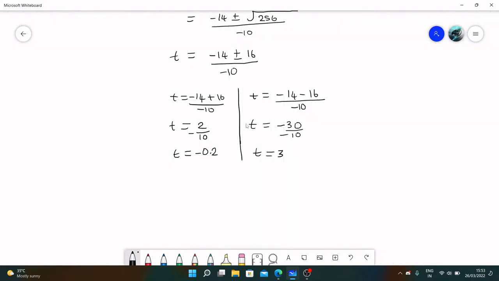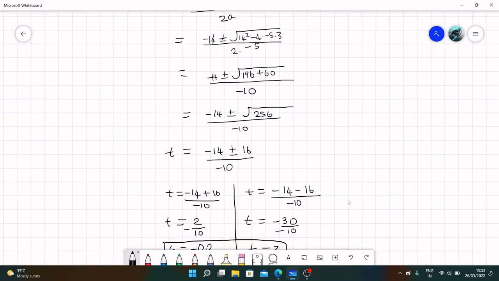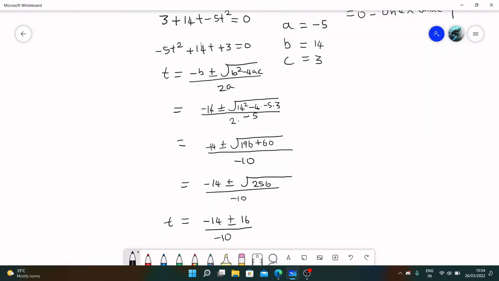I put this line over here just to show you that these two things are separate and they don't have anything to do with each other. So the final answer we have is this. We can have two possible values for t that would give the output as 0. If you have t as minus 0.2 or as 3, you will get the output as 0. These two t values will give you 0.